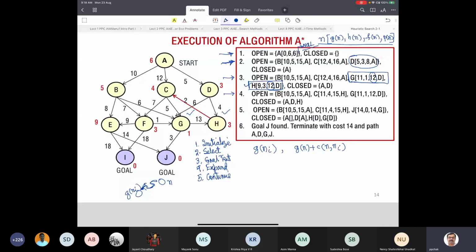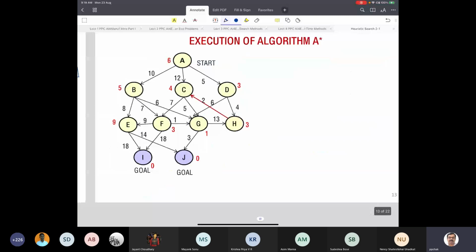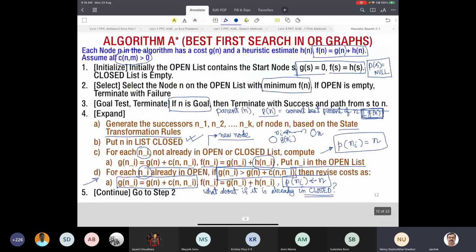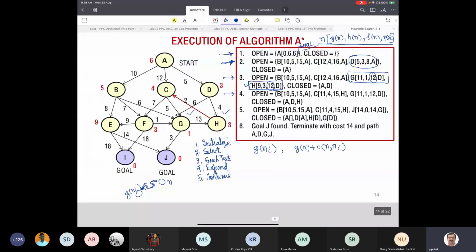And you did not follow when we discussed this step. When we discussed 4D. In 4D, what did we say? When you come to a node already in open, you have to check whether you have come by a shorter or longer path. Shorter path. So what is the current g(n) value of node C?